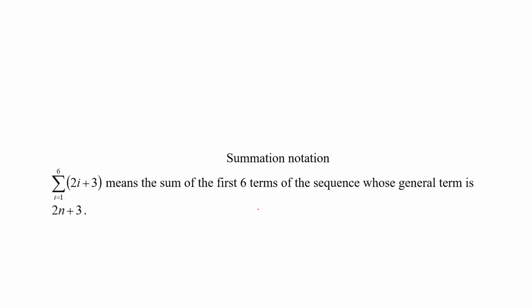So summation notation. The way you read this symbol is the summation from i equals 1 to i equals 6 of 2i plus 3. And what that means is the sum of the first 6 terms of the sequence whose general term is 2n plus 3.